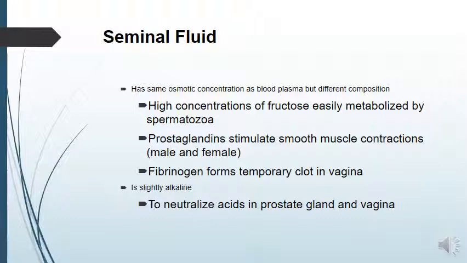So if we look at the seminal fluid, we see there's a high concentration of fructose. This is what the spermatozoa will use for their energy source. There's also prostaglandins or tissue hormones, and what these do is they stimulate smooth muscle contractions in both the male and the female. And then we also have fibrinogen present, and it forms a temporary clot in the vagina to keep the sperm and egg in place. And it is slightly alkaline. And it's alkaline because you need to neutralize the acids in the prostate gland as well as in the vagina.